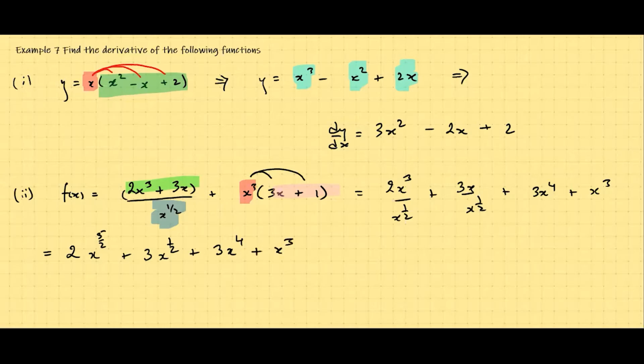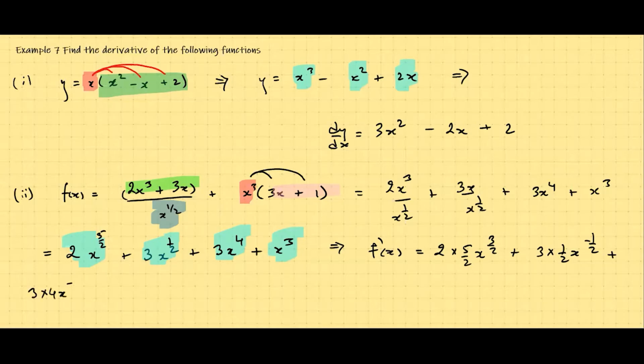The function now is very clearly just lots of individual functions that are summed up, and we know how to differentiate this. We can just differentiate each term at a time. For the first term, the 2 just comes along for the ride, and the x to the 5 over 2 gives me 5 over 2 x to the 3 over 2. And then the 3 just comes along for the ride. For the second term, I'm going to have a half x to the minus a half. And then 3x to the 4 differentiates to give me 3 times 4x cubed, and x cubed differentiates to give me 3x squared.